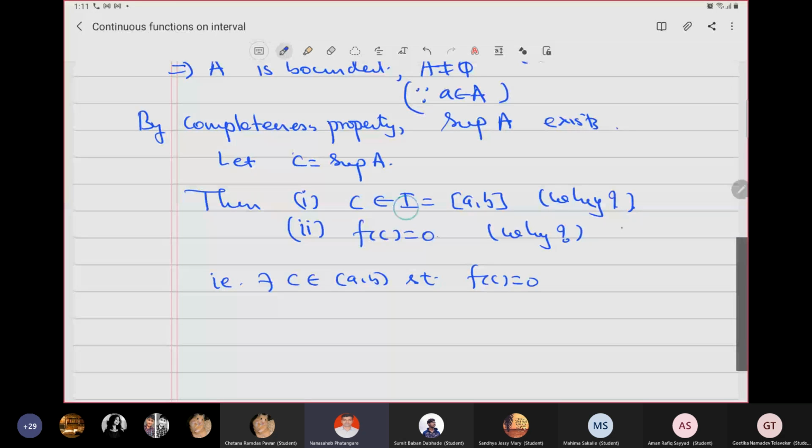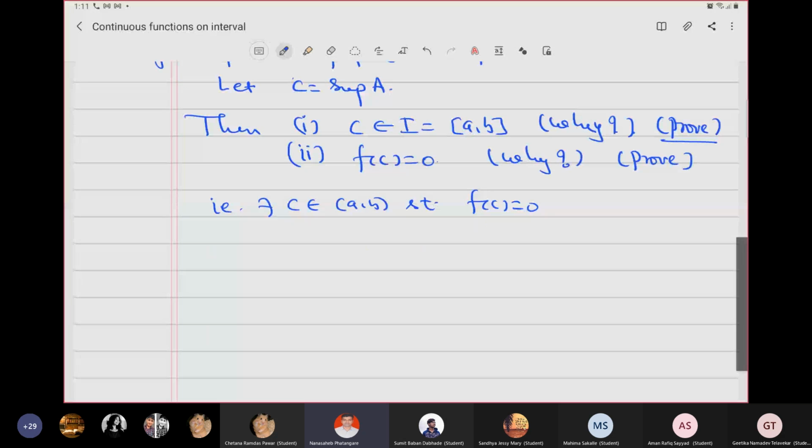The strategy is this. Where is the gap? How to fill up the gap? You should think about it. So I gave you two different proofs. The first proof we'll also discuss in detail later on. So is this clear? What is the location of root theorem? It is clear. Yes, sir.